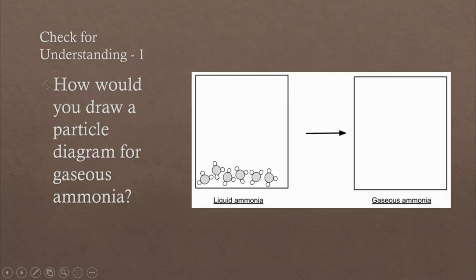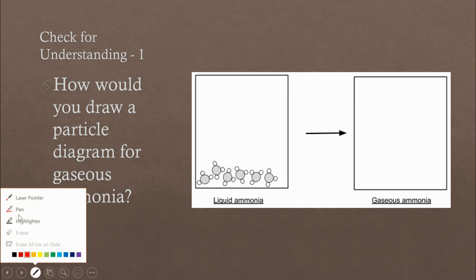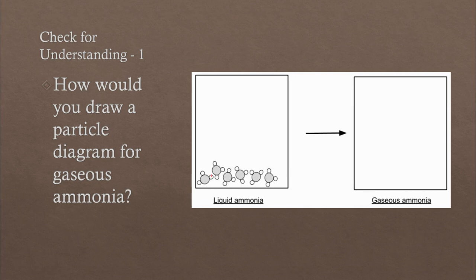So hopefully you recognize that really what's happening is that the intermolecular attractions between these liquid ammonia particles, these liquid ammonia molecules, will break. And so now our ammonia will still be NH3, but it will be more spaced out. So you would still have 6 particles in this box, but they would just be spaced out because those intermolecular forces have broken.